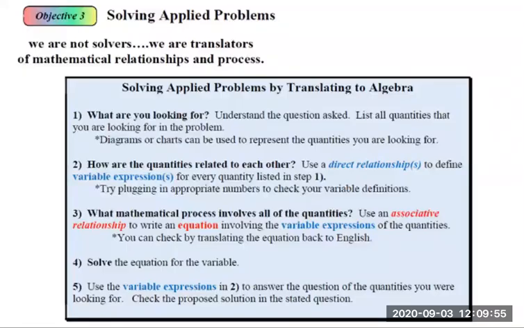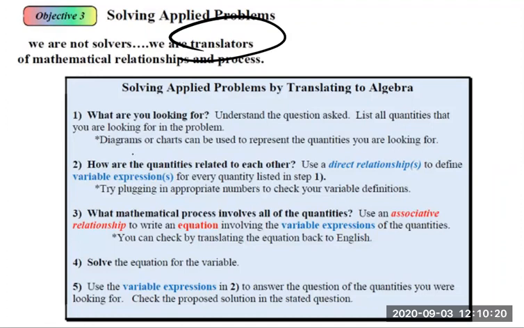All right, we're solving applied problems. I just want us to realize that when we're doing this, we're not solvers necessarily. We're more translators than solvers. If we think about what we're doing, we're just trying to recognize and define mathematical relationships and processes from English to algebra. So it's mostly translating.